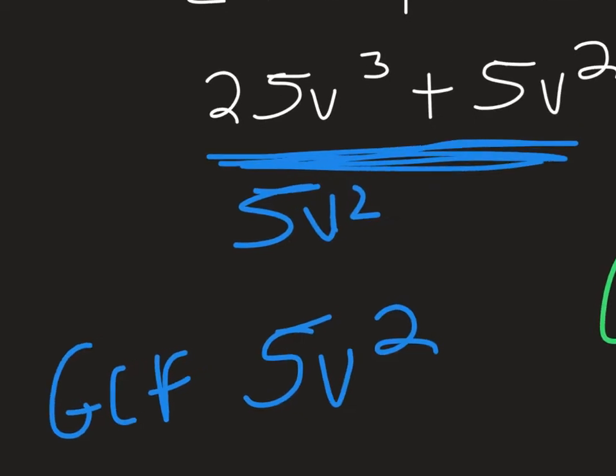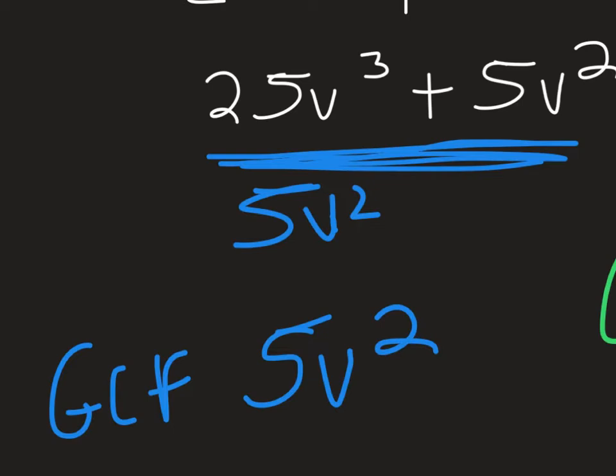If I do 25 divided by 5, because that's what it means to factor out the 5, that means I'll have a 5 left over. And then in this portion, if I had 3 V's and I factored out 2 V's, that means I'll have 1 V left over after I factor out that 5V to the second. Remember, you don't need to write a 1 there. We know that the 1 is already there.